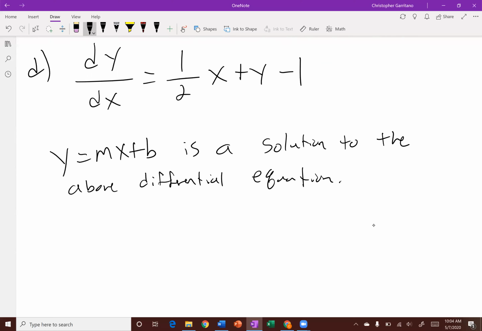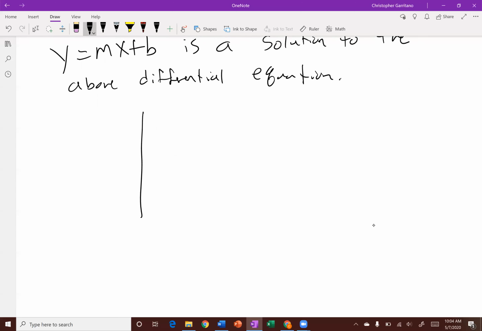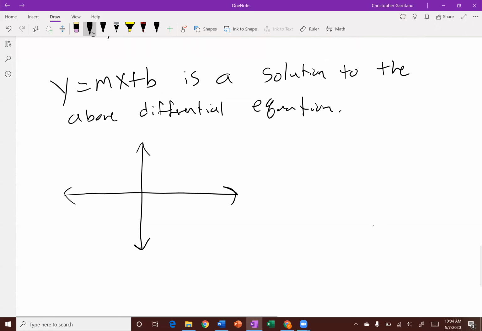Okay, well, what does that mean? Well, basically, remember a differential equation, that left side, that dy/dx, is a slope expression. So the differential equation tells us the slope of our solution curve at any given point along that solution curve. Now, it turns out that our solution curve is an equation y equals mx plus b. Well, that's a line. So our solution curve is simply some line.